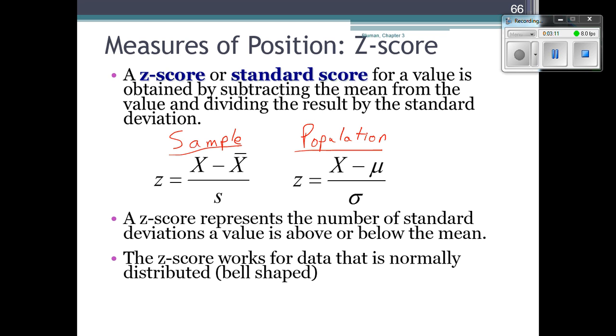A Z-score works for data that's normally distributed. So you cannot find a Z-score for every set of data. This is going to be a really bad picture, but if that data looks something like this and it's got some skewness to it and drags off, skewed to the right like that, Z-score will not work. What we are talking about is a nice bell-shaped, normally distributed set of data.